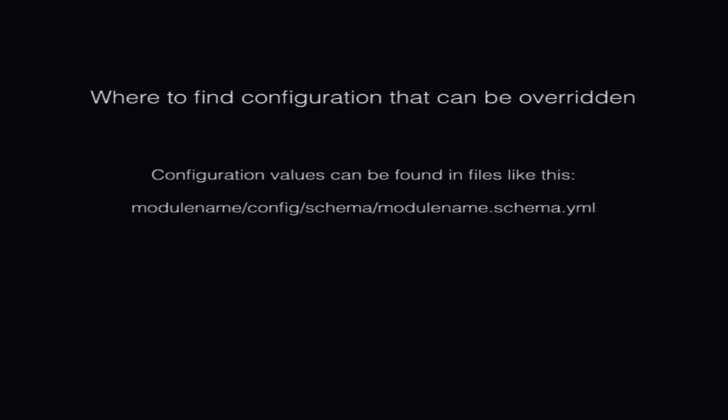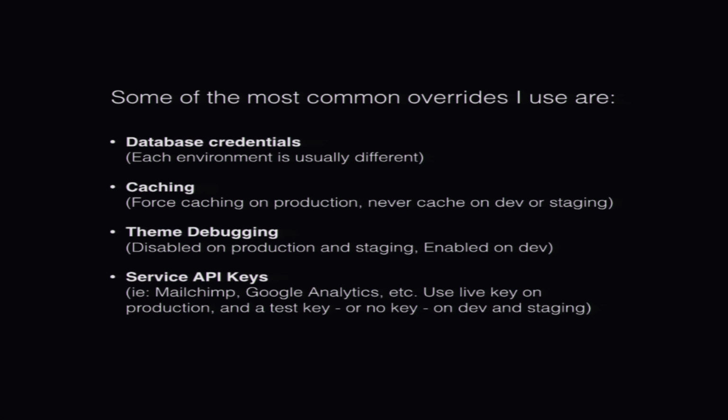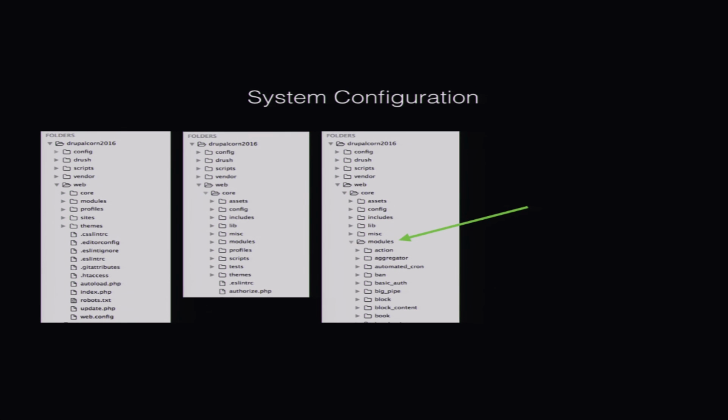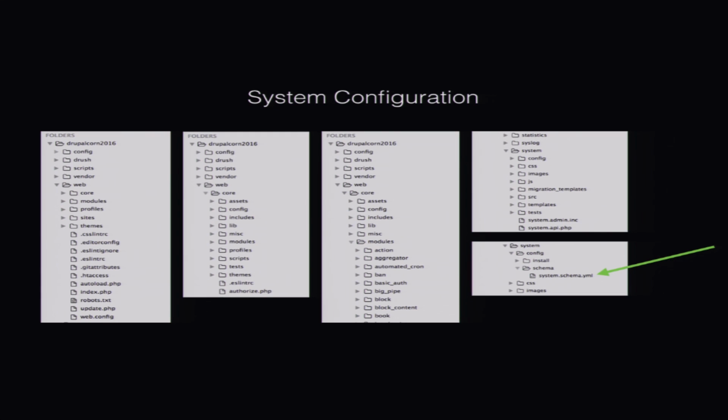Okay, so this is great. We can override this stuff. Awesome. How in the world do we know what to put into our settings.php file? Go look somewhere like this: module name/config/schema, and then module_name.schema.yml. Here's a more concrete example. For system configuration, like the site name, that's what I'm going to do right here. In web, core, modules, system, config, schema, the system.schema.yml file. So this one's a little complex. Other ones are actually much easier to find, but you're looking for that schema.yml file.